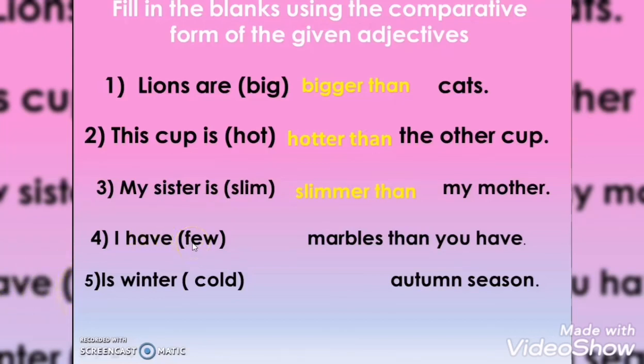I have few marbles than you have. So what should I add for few? To compare, fewer than. Here I am writing than, so I shouldn't repeat the word than. I have fewer marbles than you have. Is winter cold? The adjective word is cold. Autumn season. So I'm comparing two seasons, winter and autumn. Which is colder than the other? Of course winter. So winter is colder. I should add ER for the adjective word cold, and then colder than.